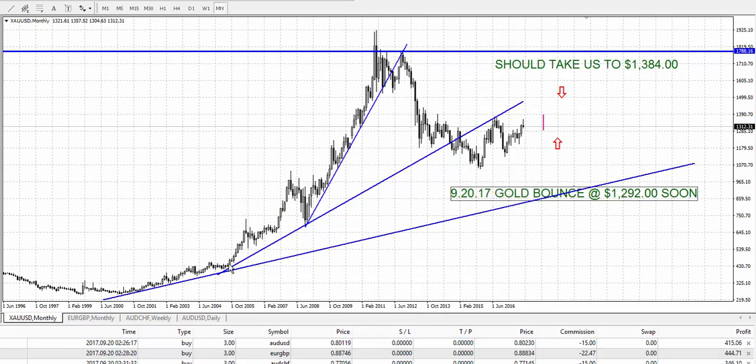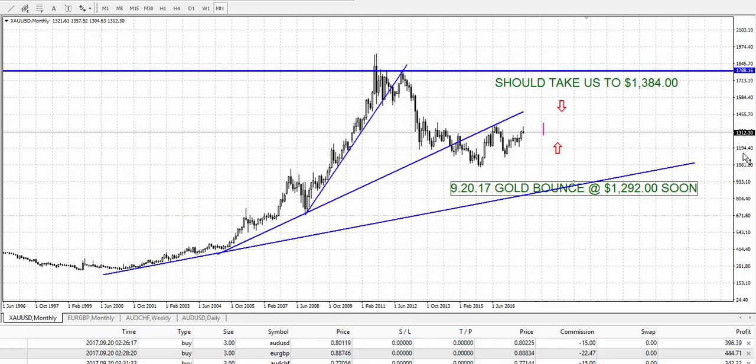forget the pullback, because markets always correct. I've told you that they never go only up or only down. They go up and down on their way to wherever they're headed. So where is this headed? Well, if you know anything about technical analysis, you know that we're still in a massive uptrend. Forget the pullback. The pullback was bound to happen.